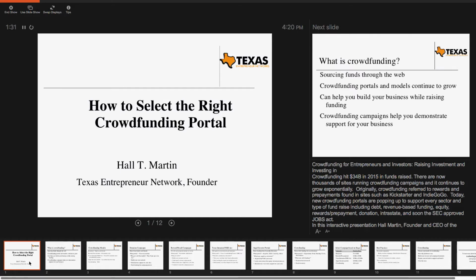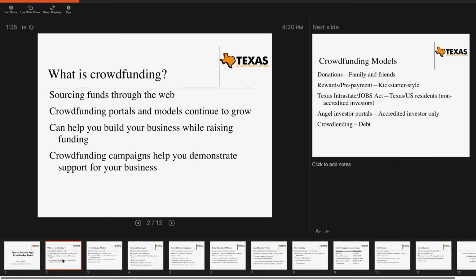So with that, let's go ahead and look at what is crowdfunding. In my definition of crowdfunding, it's basically sourcing funds through the web. And there are many crowdfunding portals and models to choose from, and they're growing more every day. But the point of today's presentation is that crowdfunding can help you build your business while you're raising funding, and that crowdfunding campaigns help you demonstrate support for your business.